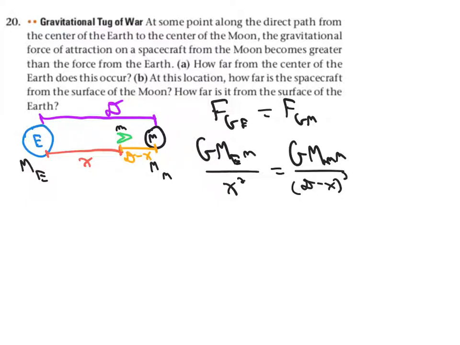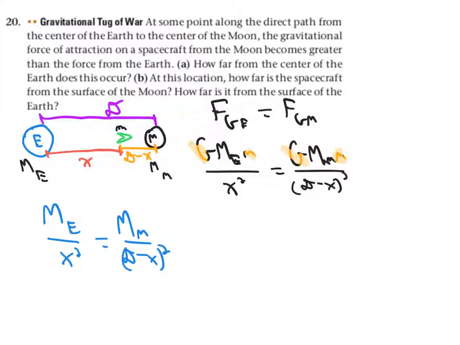And we can see right away that some things go away. The universal constant G cancels out. This is actually why it was hard to measure G. It always seems to cancel out in things. And then the mass of the spaceship itself cancels out, which is why they didn't bother giving it to us. And so we're left with a somewhat simpler form, which is that the mass of the Earth over x squared is the mass of the Moon over d minus x squared.